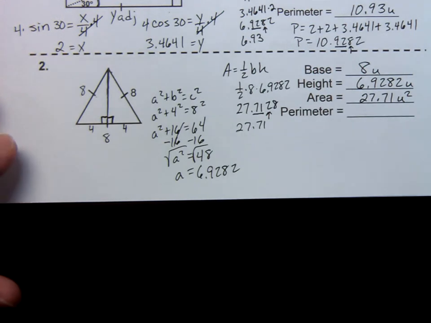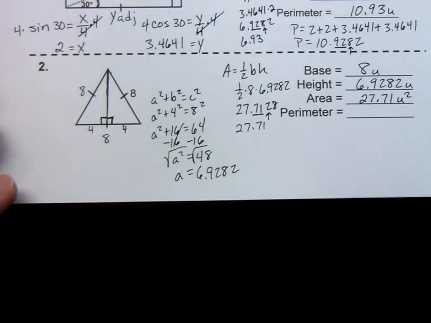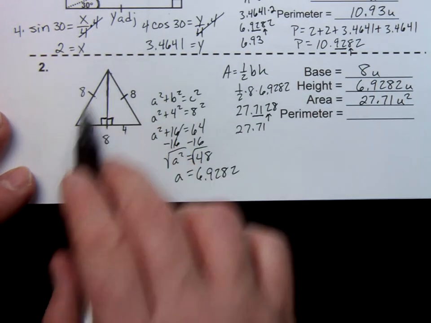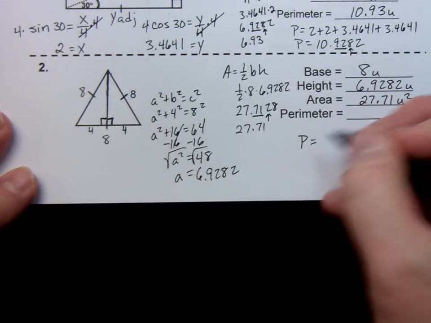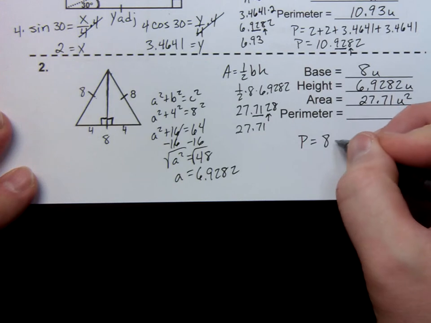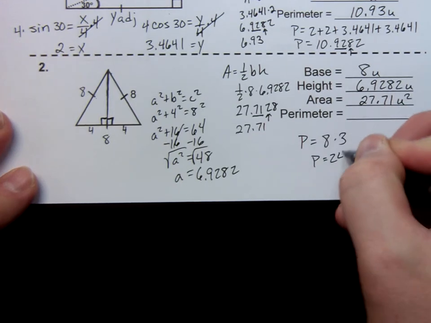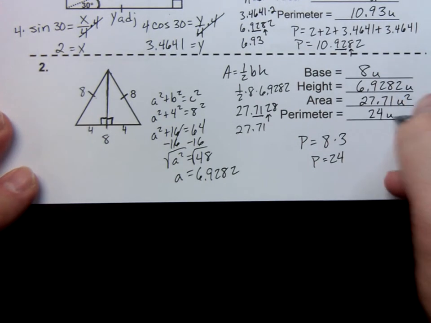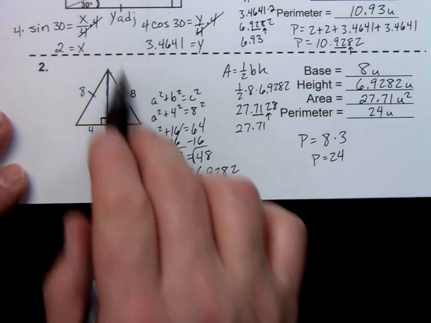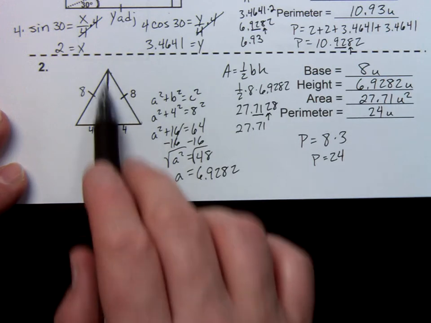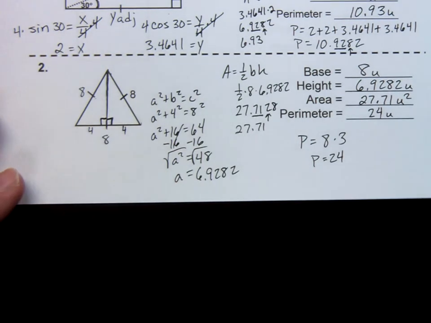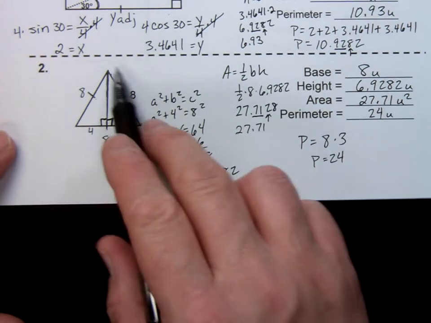Alright, and then for perimeter, we're just adding up all 3 sides. Triangle has 3 sides, 8, 8, and 8. All the sides were congruent, so you can add 8 plus 8 plus 8, or you can just multiply it by 3, doing the same thing either way. So the perimeter is 24 units. 24 units around this. Make sure you are not adding that 6.9282 because that is not a side. That was only the height.